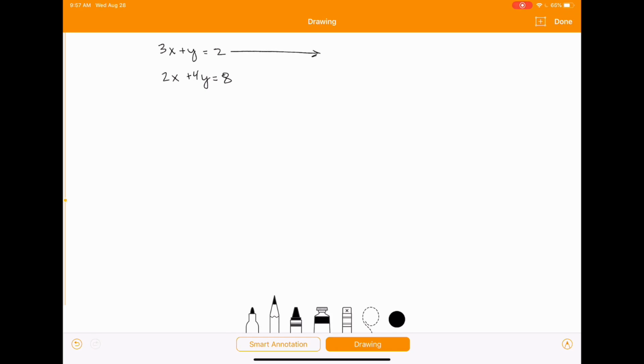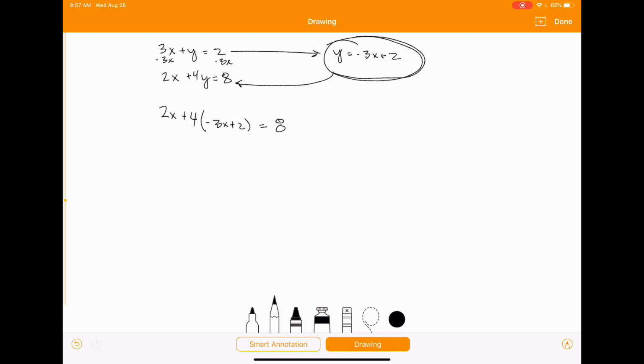So isolate y on one side, everything else on the other. In order to do that, I'm going to subtract 3x from both sides, and I'm going to be left with y equals negative 3x plus 2. So now I can take this and substitute it into here. So we've got 2x plus 4y, which we solved for y in our first system as being negative 3x plus 2 equals 8. And again, we're just going to simplify that.